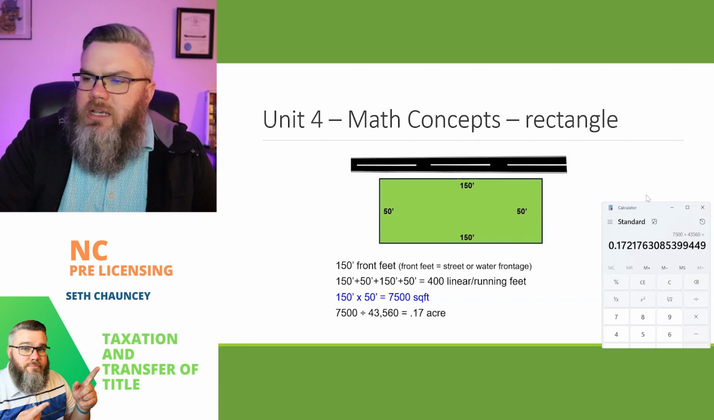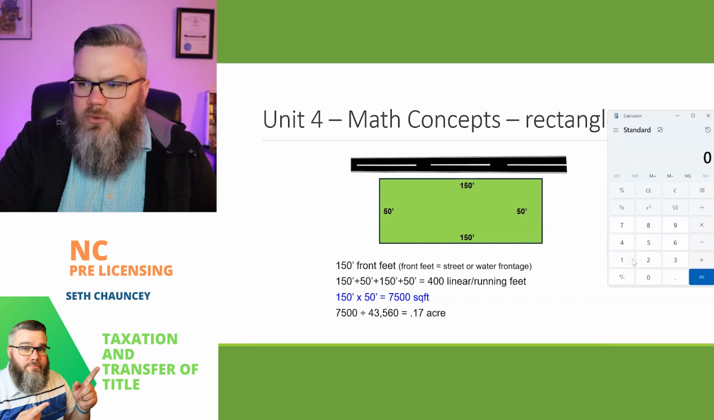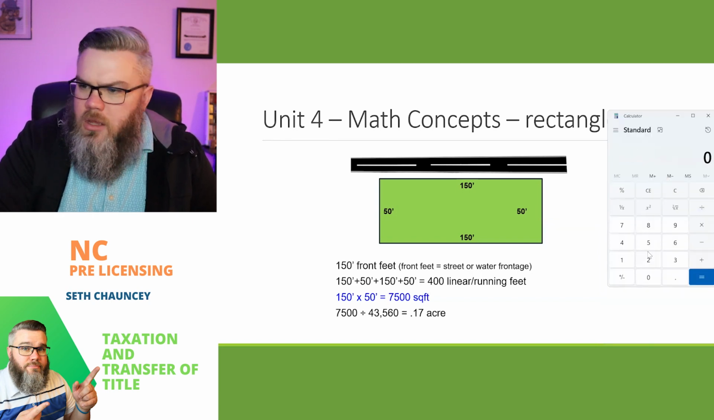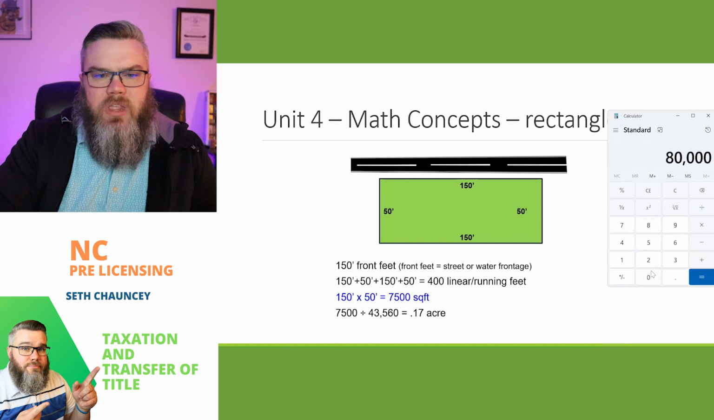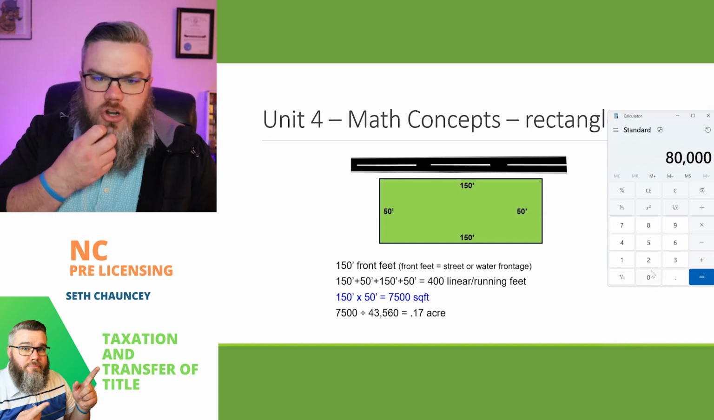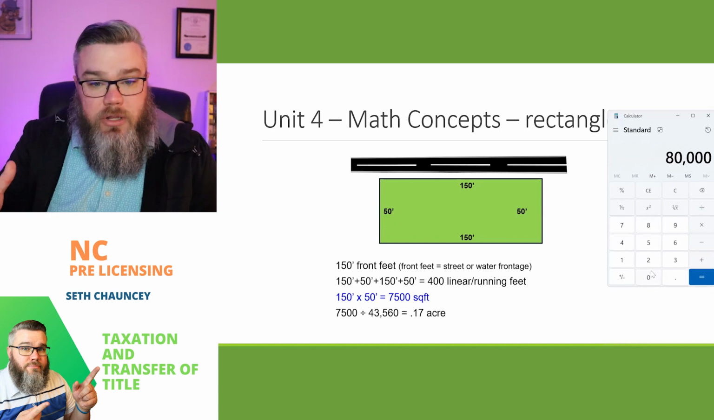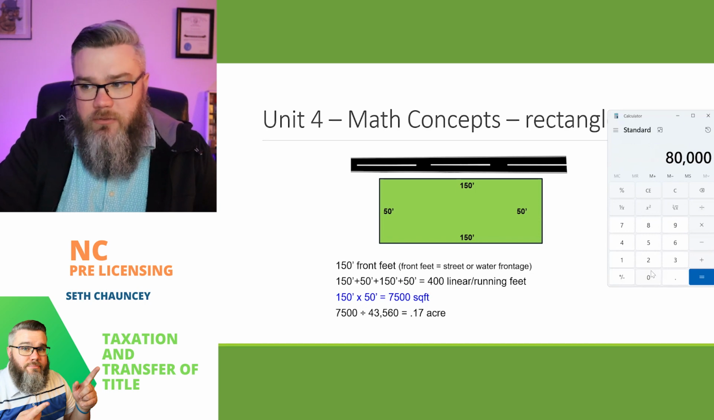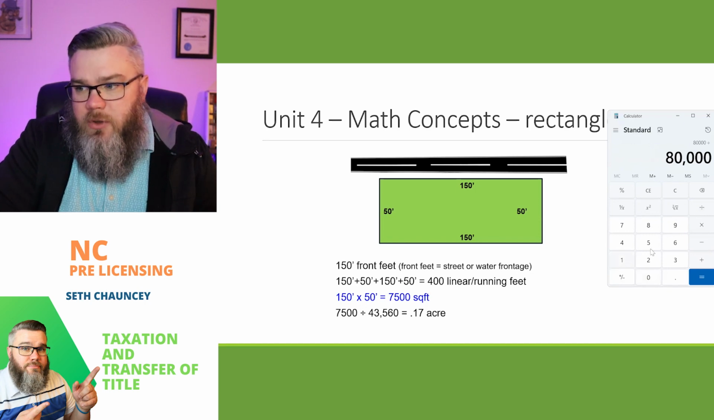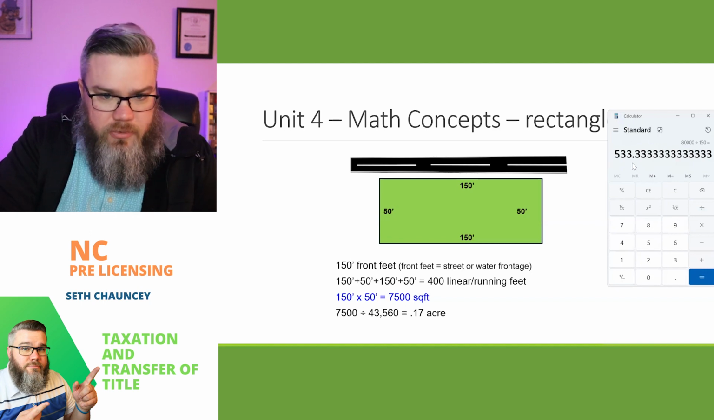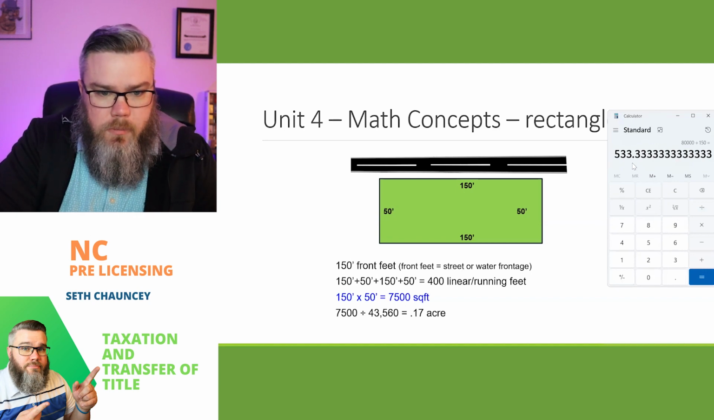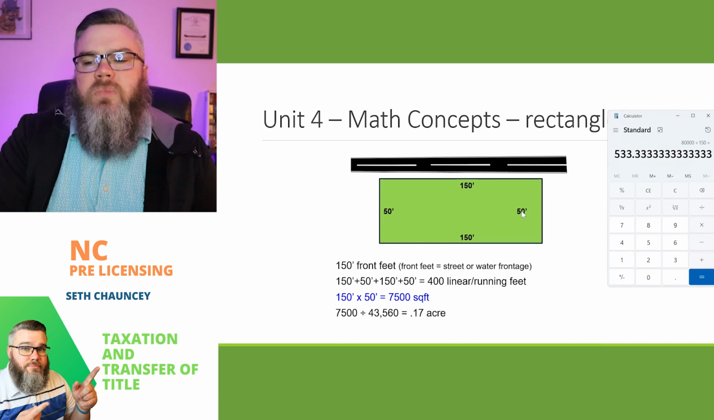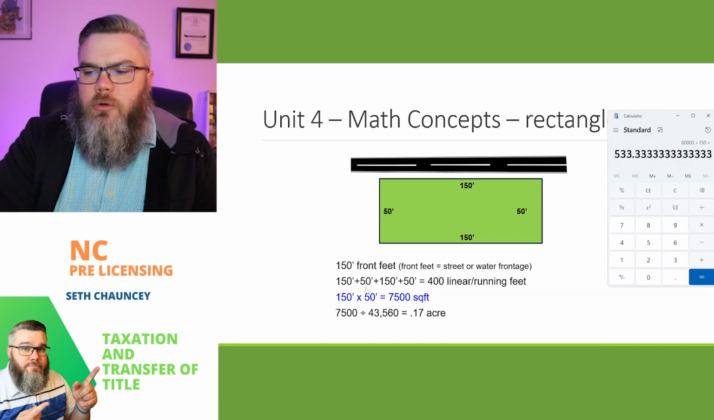So sometimes it may say something like, this property sold for $80,000, and how much was that if it was charged based on the front footage? Well, you would have to divide by your front feet of 150 to figure out that it sold for $533 per front foot. So a lot of different concepts you could potentially see.